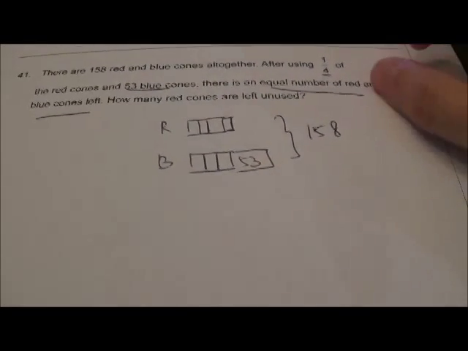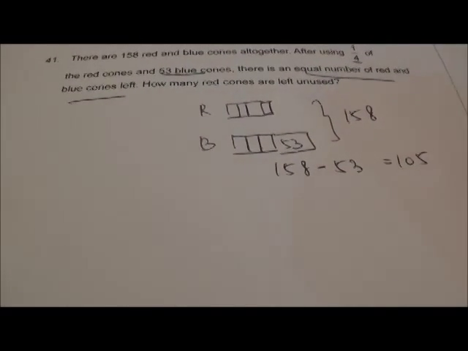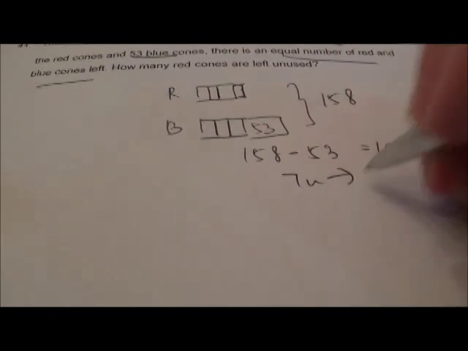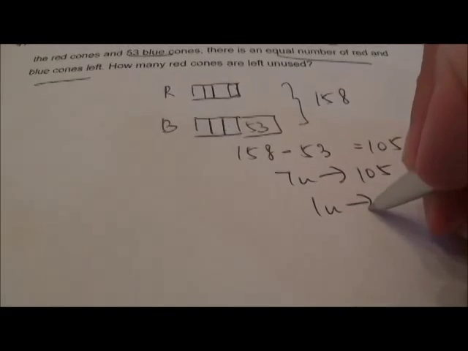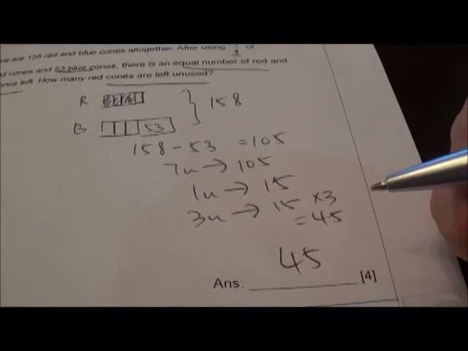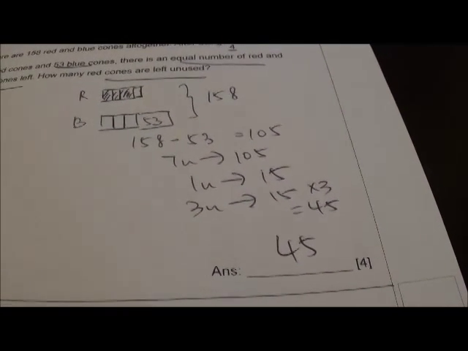If I were to use the units method, it will look something like that. So 158 minus 53, you get 105. So how many units are there? You count 1, 2, 3, 4, 5, 6, 7. So 7 units is 105. 1 unit will give me 15. How many red cones are left unused? Remember I left 3/4 of it, so 3 units. So 15 times 3 equals 45. So your final answer here is 45 red cones unused.